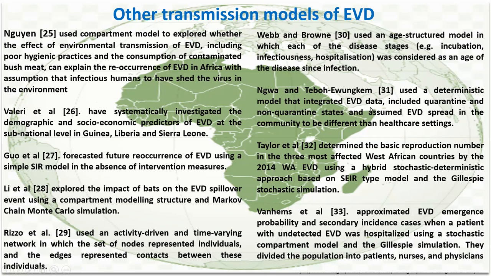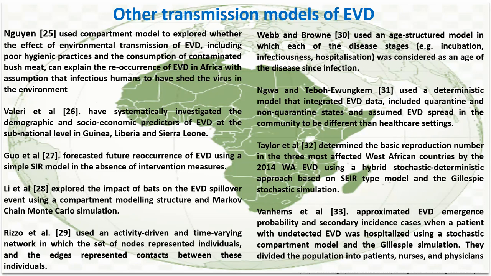In this, what they consider a quarantine and non-quarantine state, and assume that the virus can be spread in the community differently than in the healthcare system. Because they take it that in the healthcare system, people who are infected are quarantined, and in the community, some of the people who are infected are not quarantined because they have not been identified. So you look at that, there is a different spread of the disease when it comes to the community and when it comes to the healthcare system.